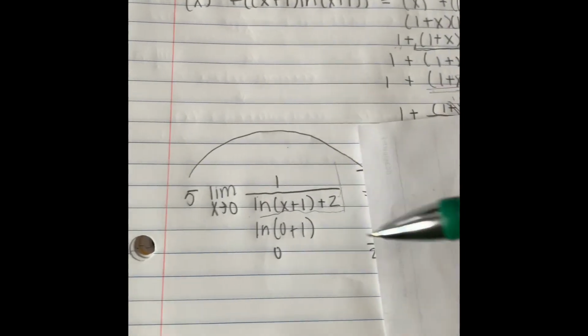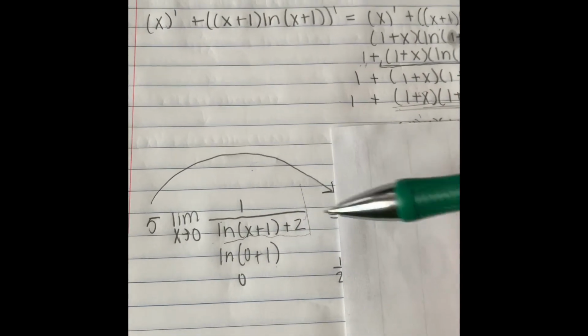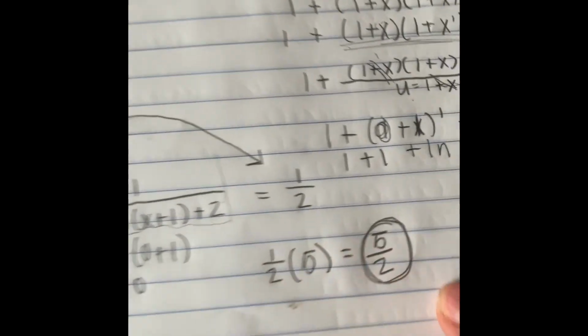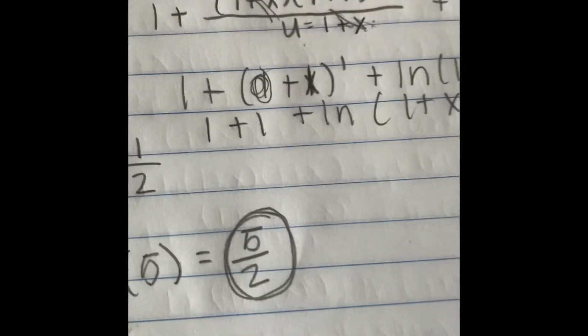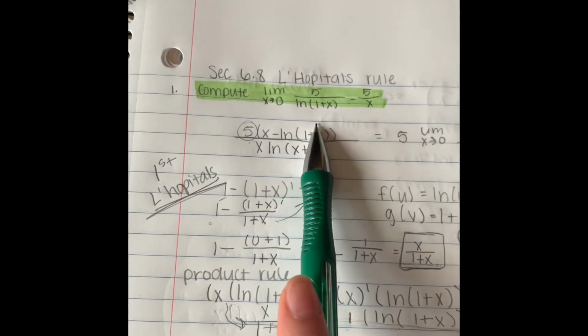Now you can plug in 0, so you get natural log of 1, which is 0, so then you get 1 over 2, so you get 1/2, and then you have to remember to multiply that by 5 because that's your constant, so you get 1/2 times 5, which is 5 over 2. So 5 over 2 is the answer to this initial problem.